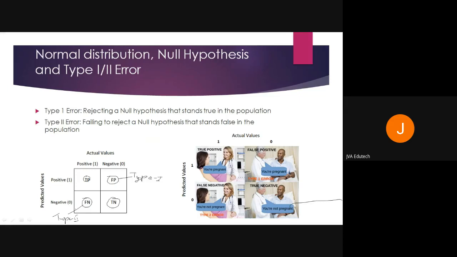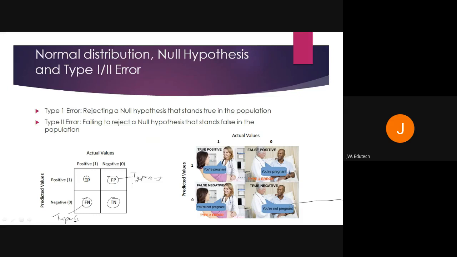So false positive and false negative are actually the things of concern. When we do a hypothesis test, we should be careful that we do not end up making a false positive or false negative. Where false positive is type 1 error, rejecting a null hypothesis that stands true in the population, and false negative is type 2 error, failing to reject a null hypothesis. We never say we have accepted an alternate. We say failing to reject a null hypothesis that stands false in the population. So like this, take this case.